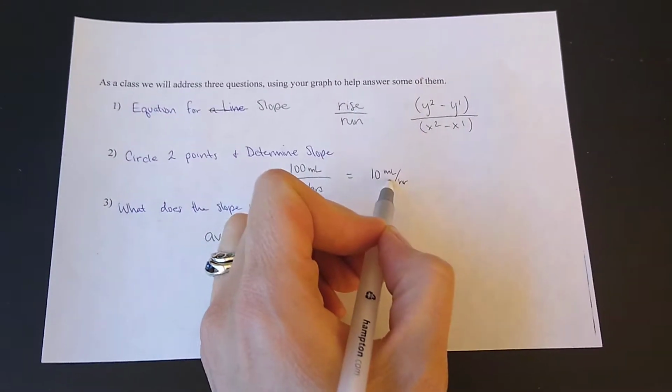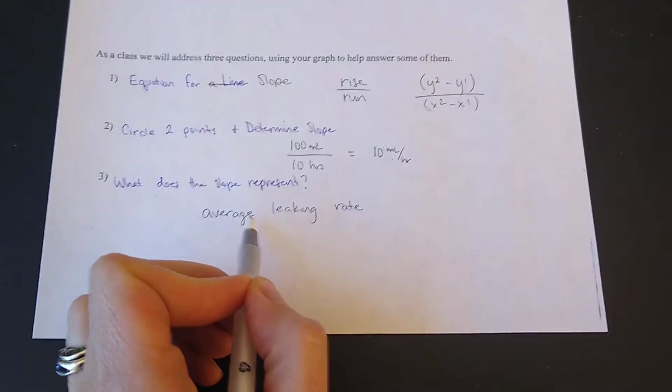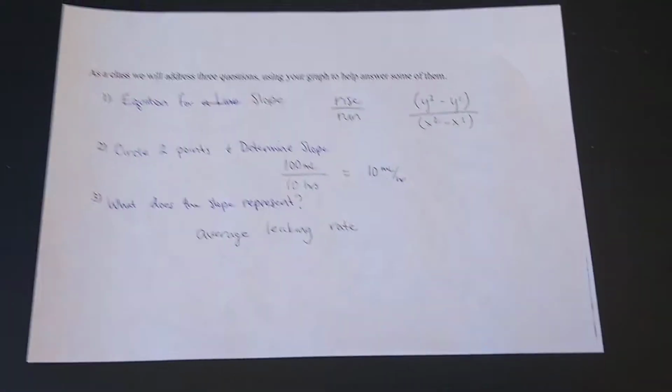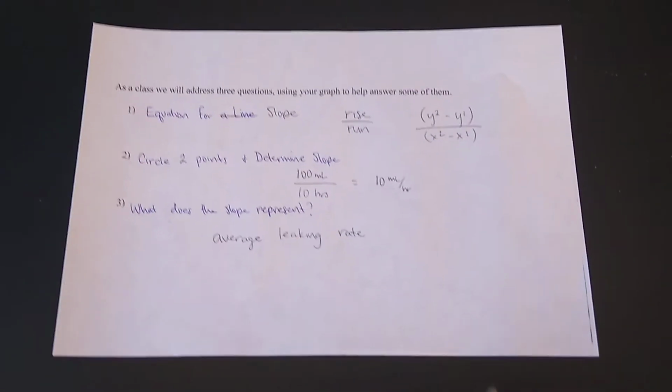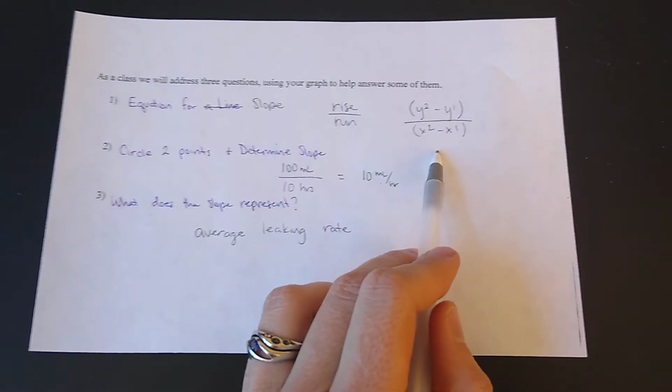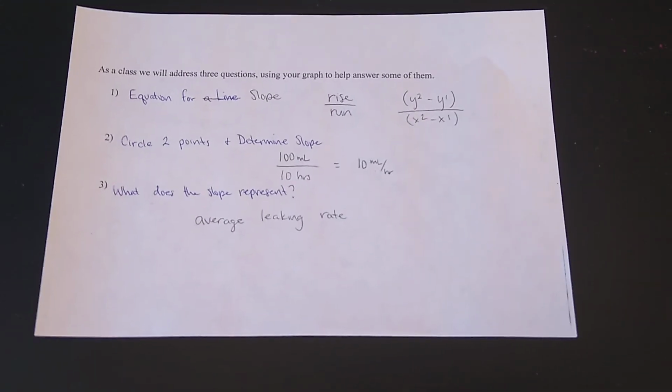All right, so we've got milliliters per hour. That's a rate. That's why it's a leaking rate, because it's milliliters of water from a faucet. Today's lab is going to have units here in your slope. Whatever your Y unit is over whatever your X unit is. Please use that to determine what your slope represents.